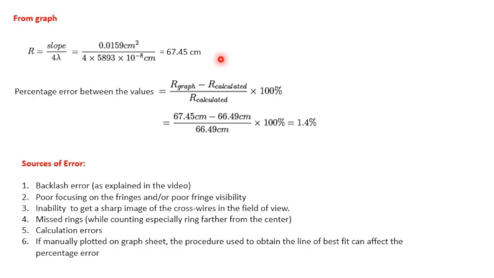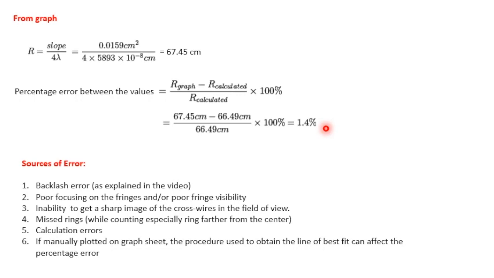Now it's also important to calculate the percentage error between the calculated and the graphical values. So this is the formula I have used to calculate the difference between the graphical value and the calculated value. It turns out to be 1.4%. Now, apart from doing this experiment and determining the percentage error between the graphical values and calculated values, it is equally important to understand the sources of them.